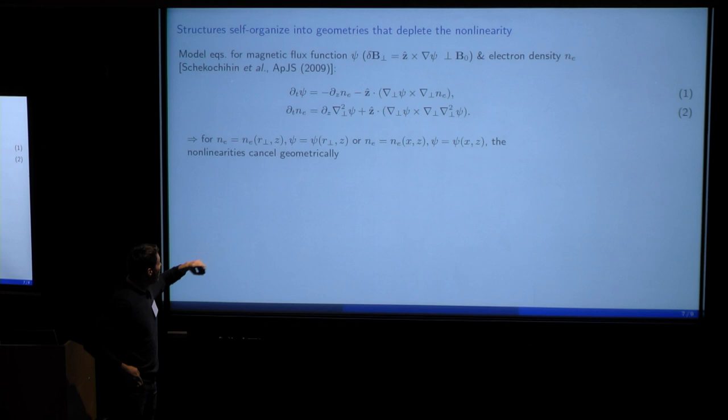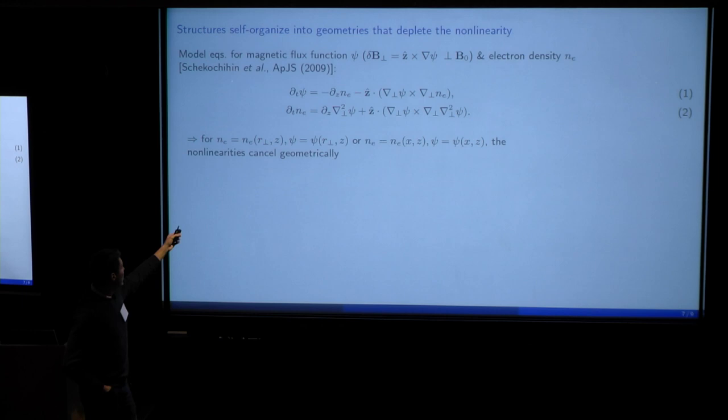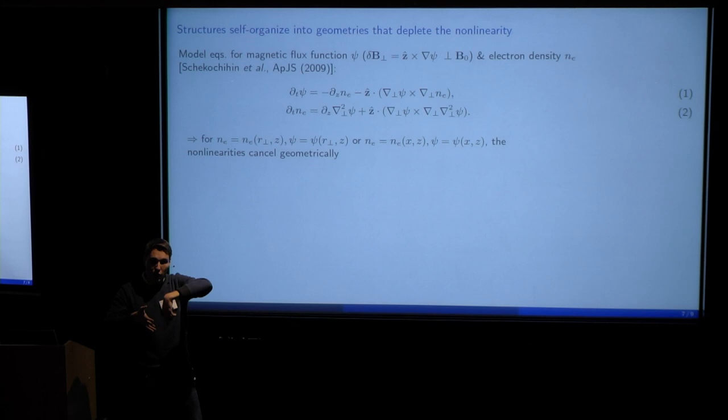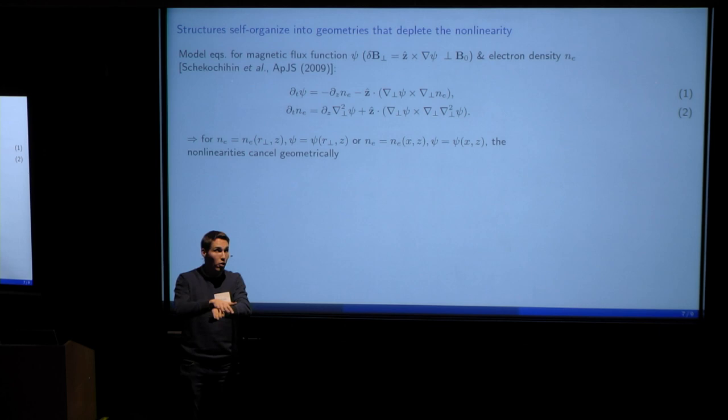The nonlinear terms on the right are basically cross products between two perpendicular gradients, perpendicular to the mean magnetic field. What's interesting to observe is to consider the case where both of these fields, the electron density and psi, depend just on the parallel coordinate and just on the radial coordinate. Because they depend in the perpendicular direction only on the radial component, all the gradients will be in the radial direction, so these terms will cancel geometrically.